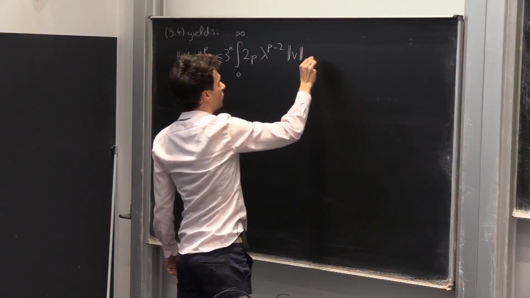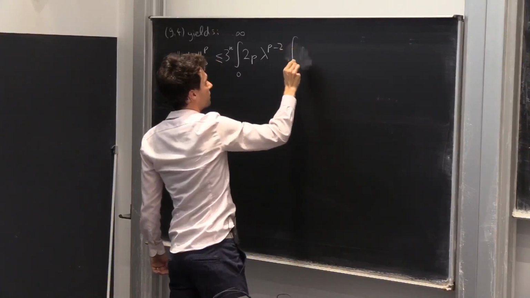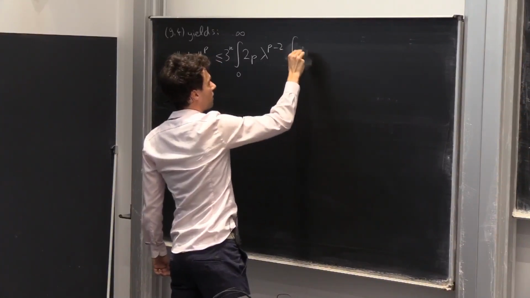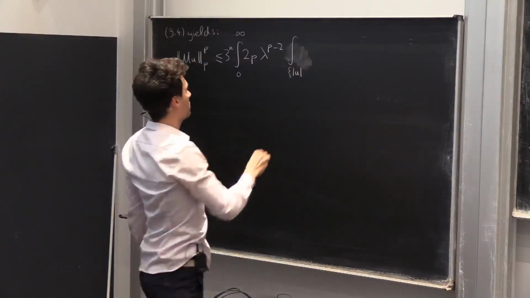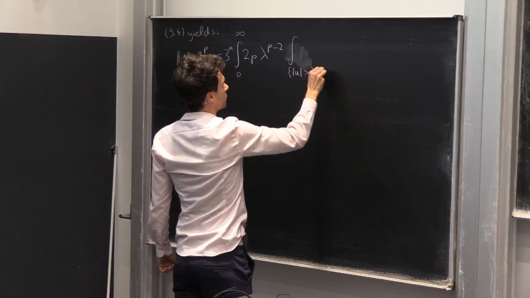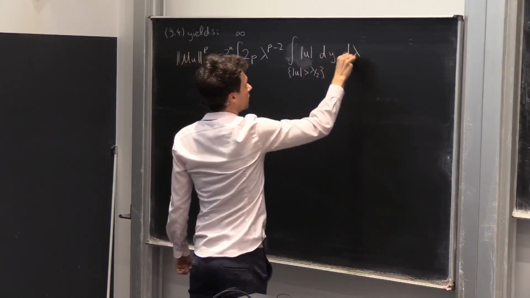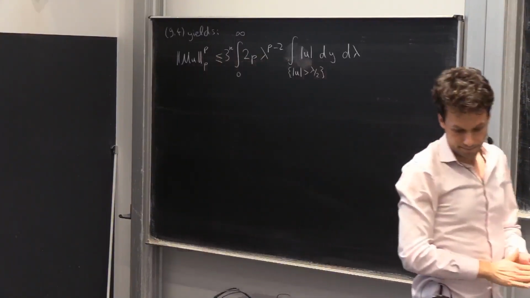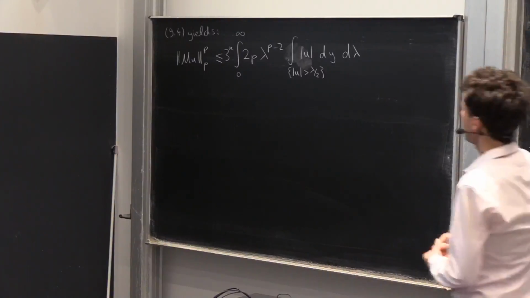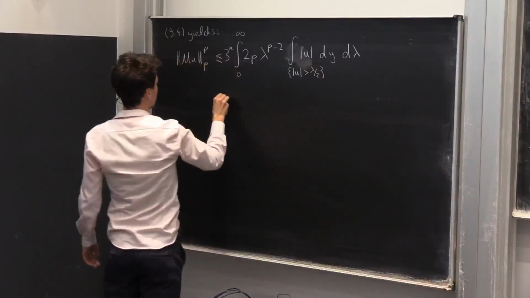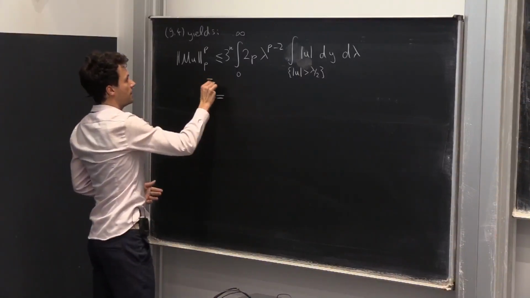v in the one norm, d lambda, and the one norm I'm going to write as the integral over the set where u is larger than lambda over 2, absolute value of u dy d lambda. Okay, so that's what the estimate produces for me. And now you see I want to get back to the L^p norm of u, so I need to do Tonelli.